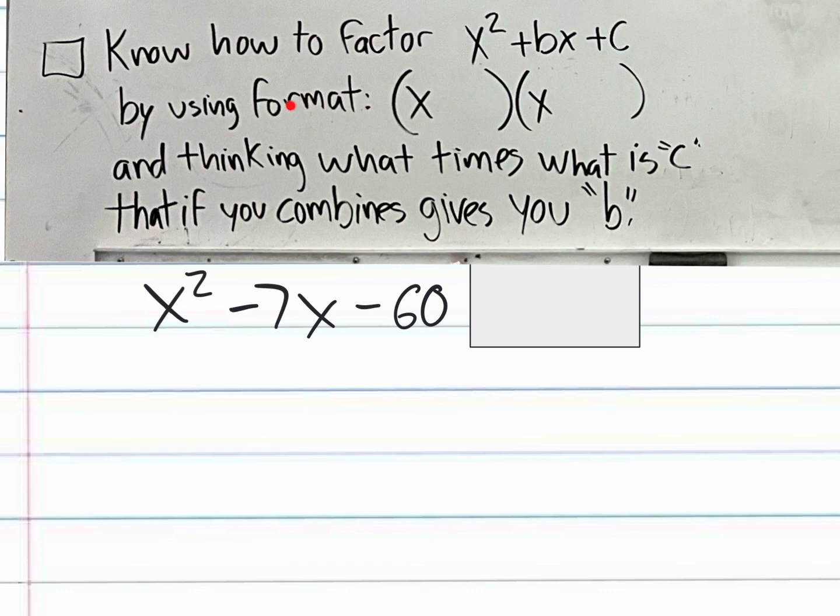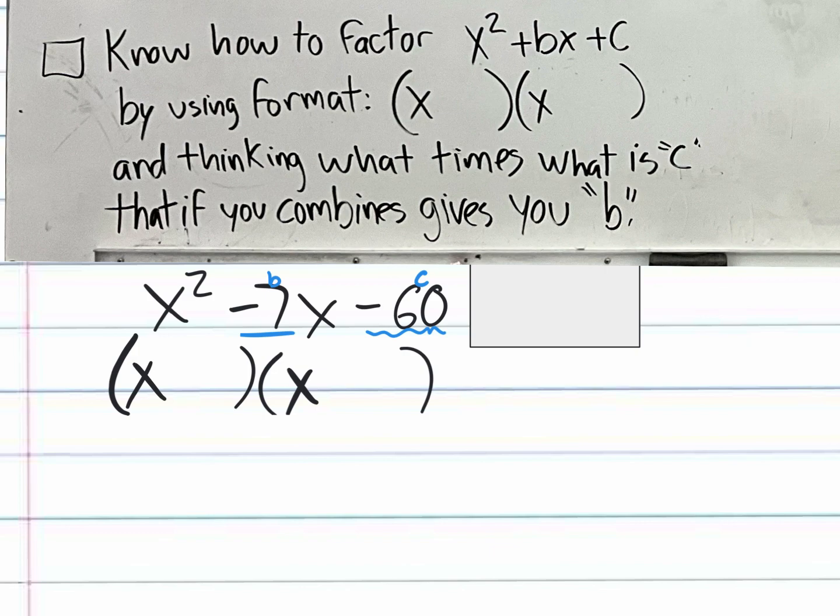It says on the board to use this format, parenthesis, parenthesis, xx. So let's do that. Parenthesis, parenthesis, xx. Okay? And then what? It says, think what times what is c that if you combine together gives you b. So what times what is this c value that if you combine together is this b value? What times what is negative 60 that if you add together is negative 7?